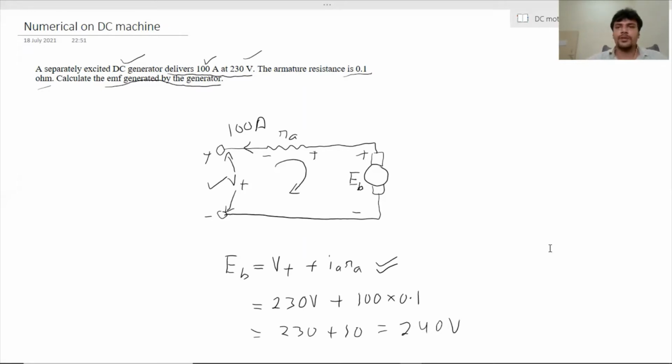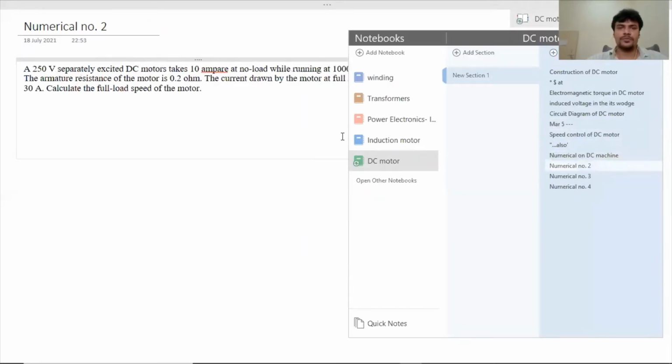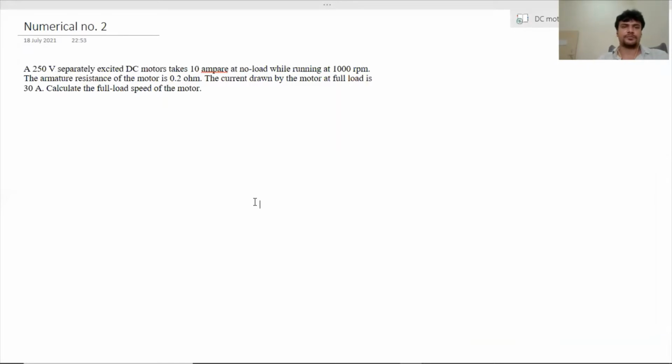Okay, so now let us do another question. This will require some exercise from you. So what is this question? Again, let us study. Here we are talking about a 250 volt separately excited DC motor. Again, just observe that this 250 volt is not the EB, the EMF induced across the armature. It is the actual voltage which is supplied to the terminals of the DC motor. So we will just draw the circuit diagram.